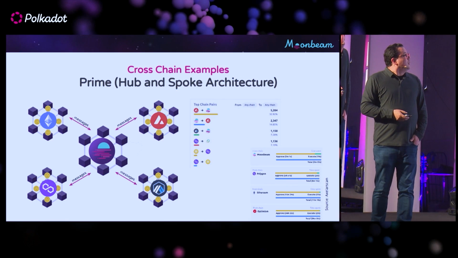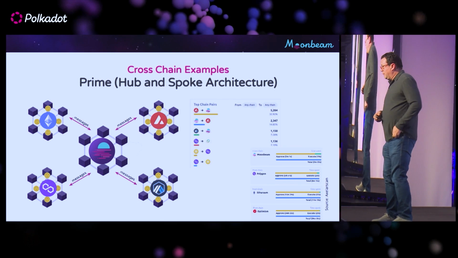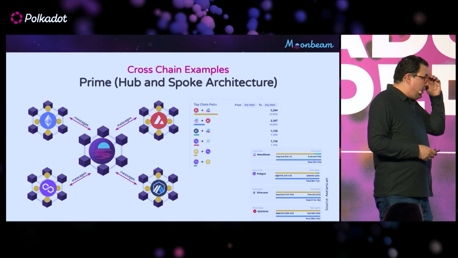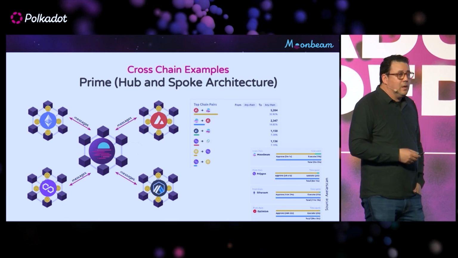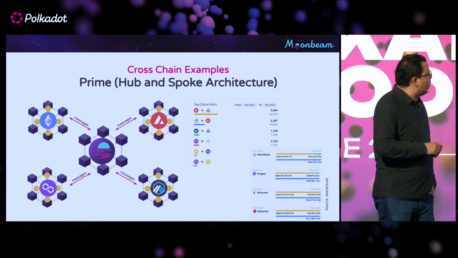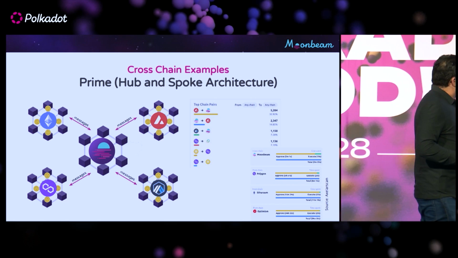I'll use another example, an interesting example. So this example is a DeFi protocol called Prime. They've recently gone live on Moonbeam. It's a lending and borrowing protocol. They use what's called a hub and spoke architecture. And so the idea is that their hub is on Moonbeam.